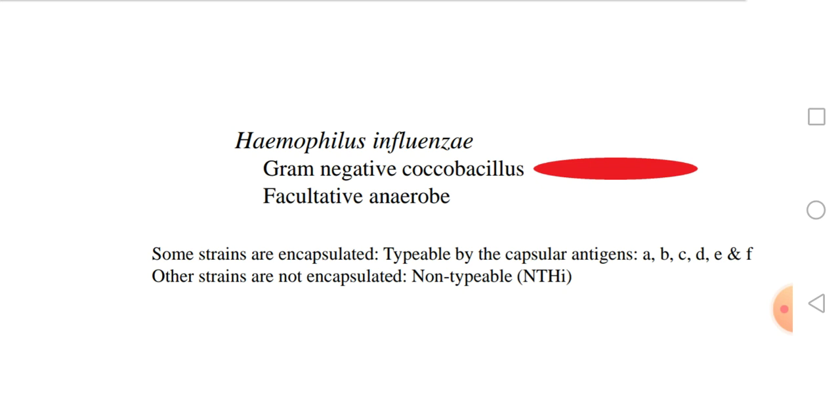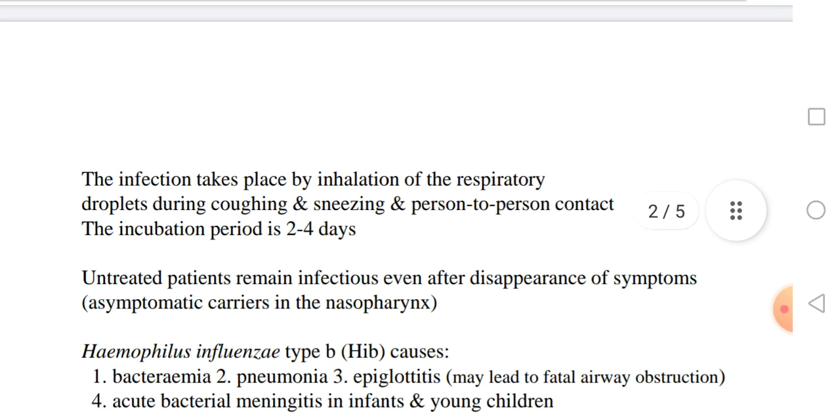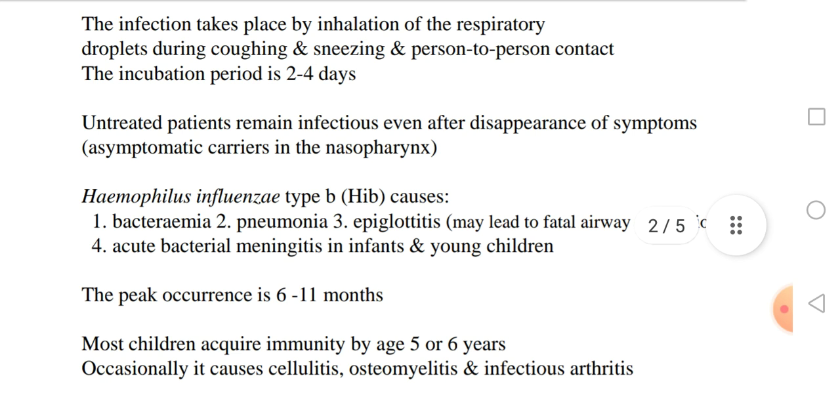Some strains of this bacterium are encapsulated and therefore typable by the capsular antigens into 6 types: A, B, C, D, E, and F. Other strains are not encapsulated, known as non-typable. The infection takes place by inhalation of the respiratory droplets during coughing and sneezing, and also direct person-to-person contact.